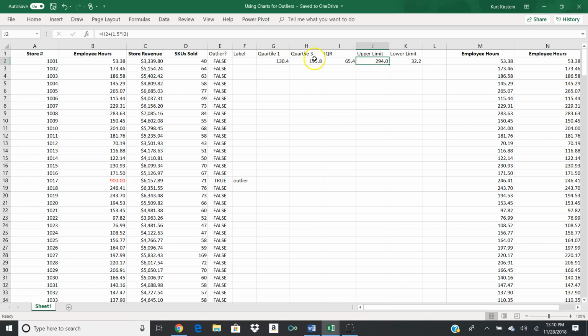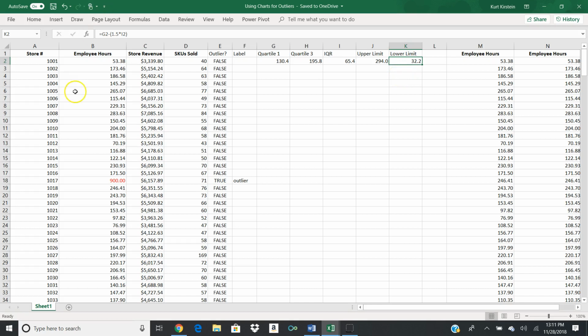So what we're going to do is take quartile 1, and we are going to subtract out 1.5 times the interquartile range. And that's what you see here on the lower limit. We say G2 equals G2 minus 1.5 times I2. So here's G2 minus 1.5 times I2, and that leaves us with a lower limit of 32.2.